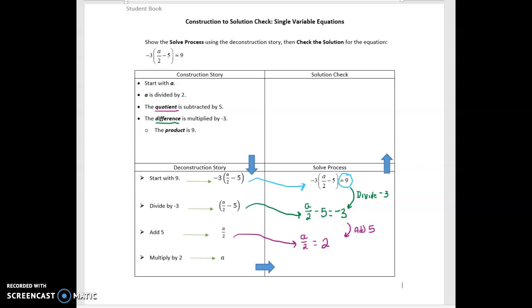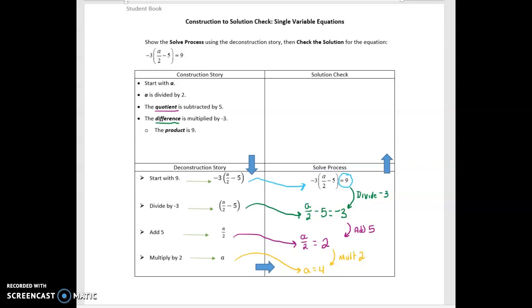So we know this quotient is 2, so that must mean that a is going to be whatever we divided by 2, so we're going to multiply by 2 to find out what a is. And when we multiply by 2, because that's what we're being told to do, we know a is equal to 4. So the truth value of the variable is 4. The quotient was worth 2. The difference was worth -3, and this product was worth 9.